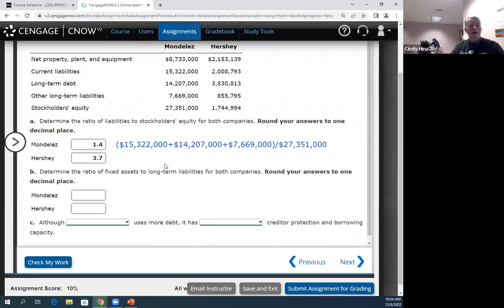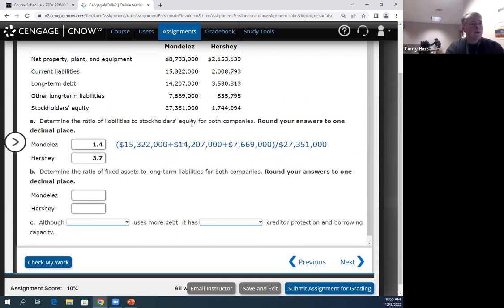Another calculation that would be helpful here is to see how their income compares to their interest expense. That times interest earned calculation would give us a better sense of whether Hershey's able to meet their debt obligations, to pay back the debt that they have borrowed. Let's do the second part here, the ratio of fixed assets to long-term liabilities. And so now we can see why the information was provided to us in the way that it was here.